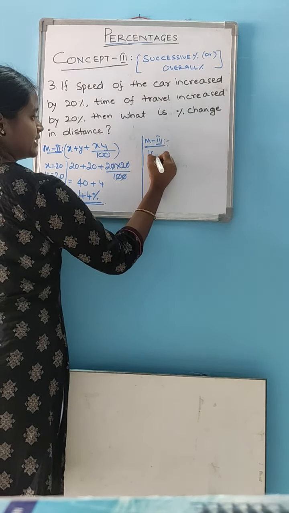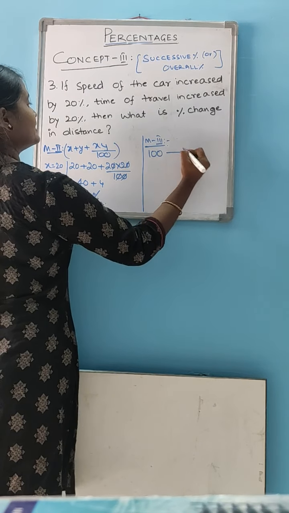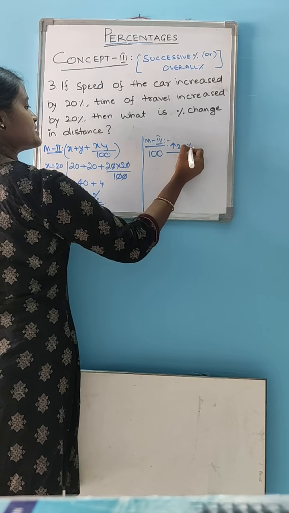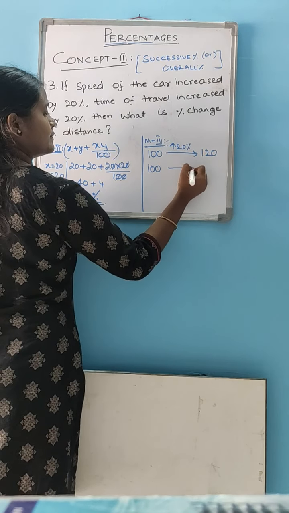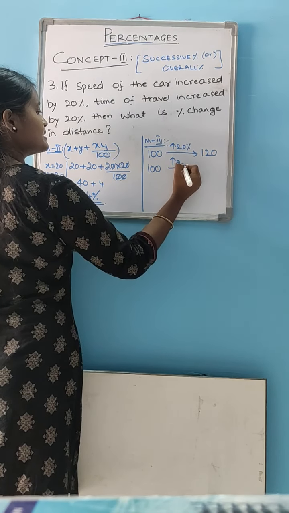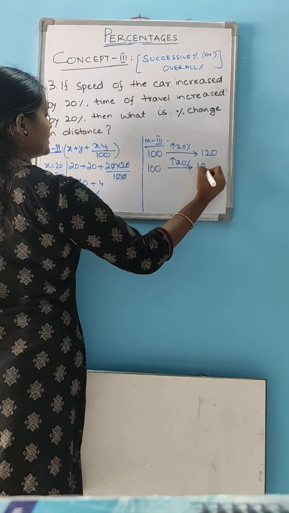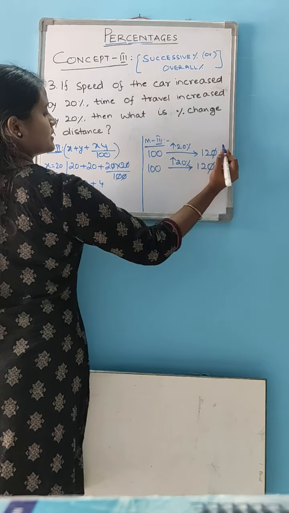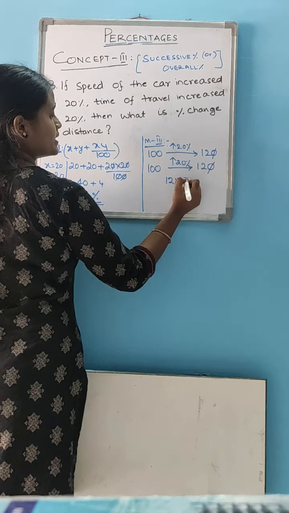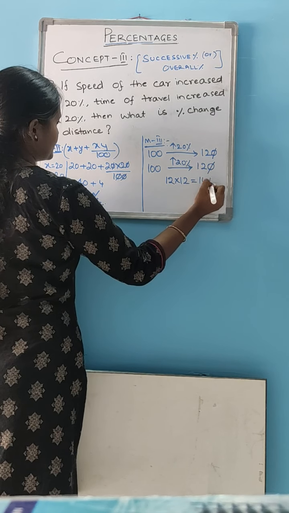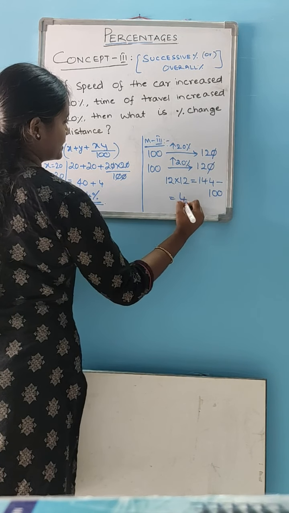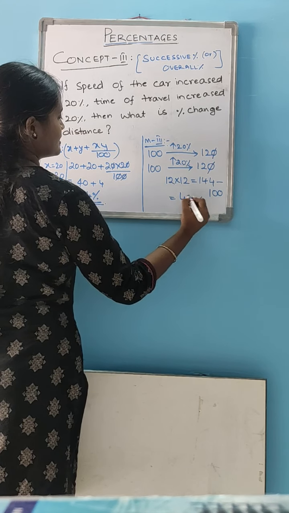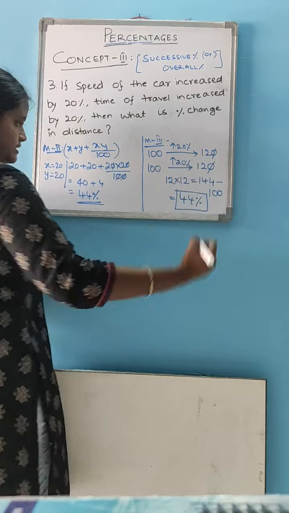See, now method 3. Here initial speed is 100. Increased speed is 20%, so overall it is 120. And initial time is 100 and increased time is 20%, so overall it is 120. So 12 into 12 is 144. You have to subtract 100 out of this, that is 44. 44% is the change in distance.